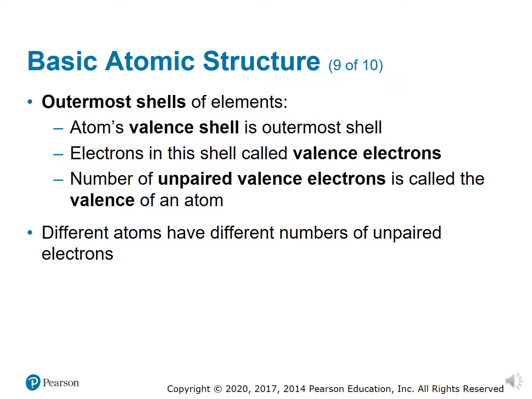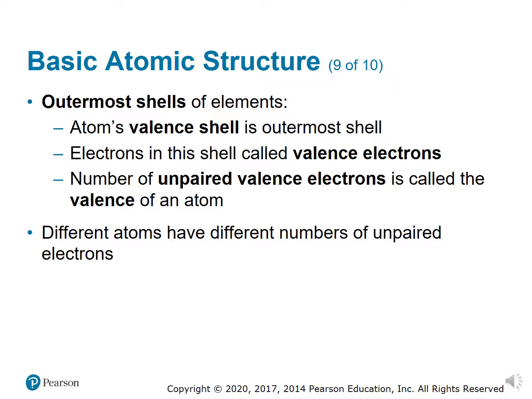The outermost shell is called the valence shell, and that valence shell is so important because the valence shell indicates how reactive an element or an atom is going to be. So, the valence shell is the outermost shell, and the electrons that are in the outermost shell are called the valence electrons. The number of unpaired valence electrons is called the valence of an atom.